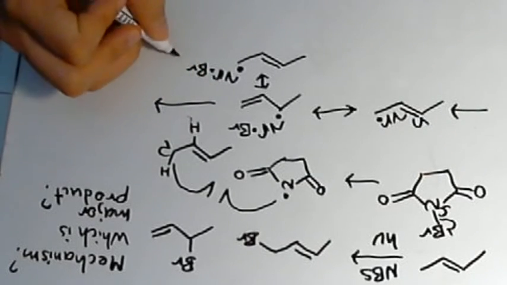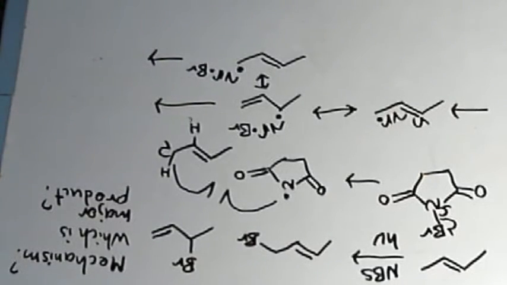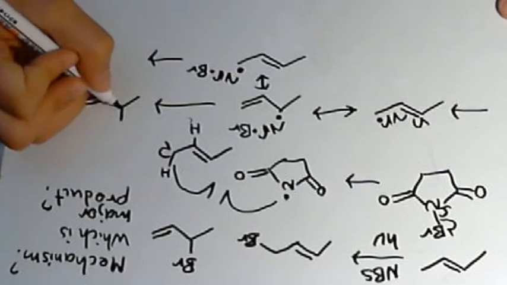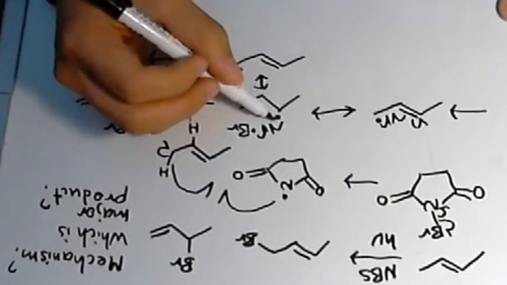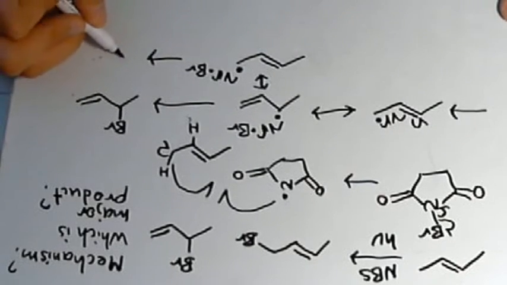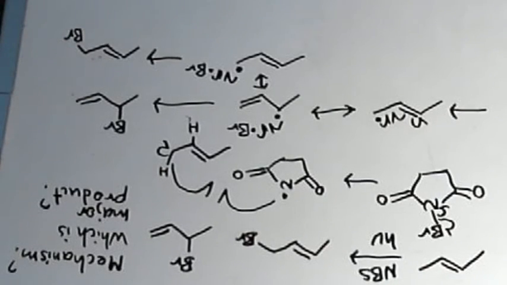So these combine to form two products. The first product is this. We've just formed a bond to the Br where the radical was. And the same thing for this compound here. Okay, so that's the end of the mechanism. And step 5, let's continue to the product.